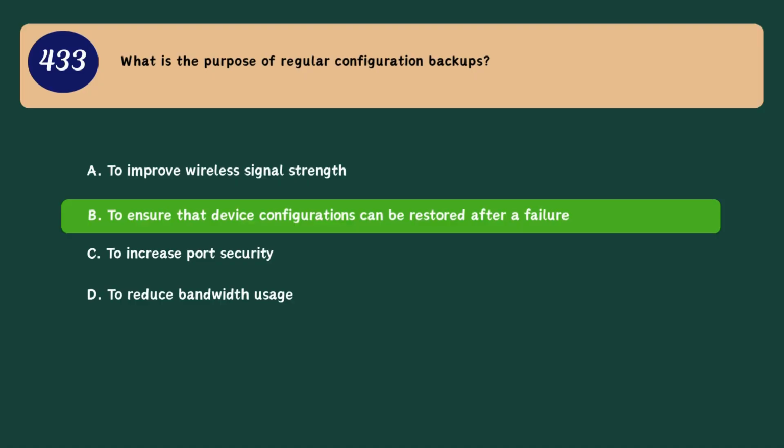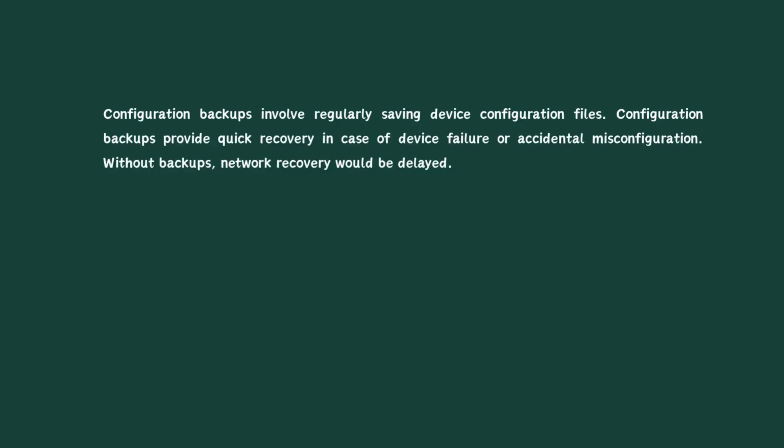Correct answer. B. To ensure that device configurations can be restored after a failure. Configuration backups involve regularly saving device configuration files. Configuration backups provide quick recovery in case of device failure or accidental misconfiguration. Without backups, network recovery would be delayed.